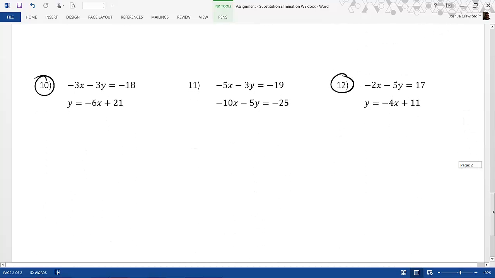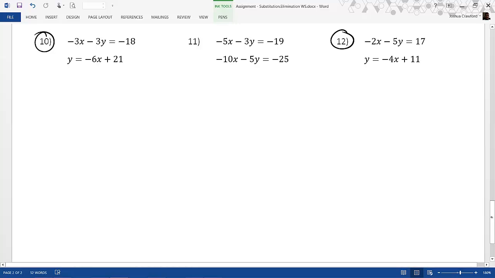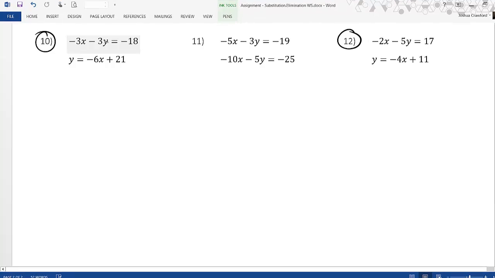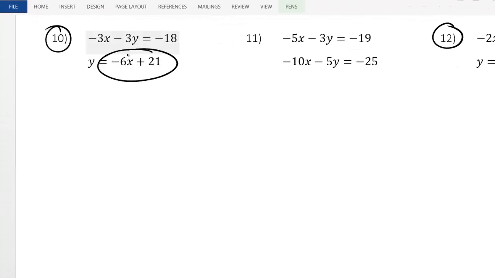Okay, now on to number 10. We have a y equals, so therefore we need to use substitution. So instead of using the y in the first equation, we're going to replace it with what y equals, negative 6x plus 21. So doing that, we'll get negative 3x minus 3, and instead of y, use parentheses, negative 6x plus 21 equals negative 18.